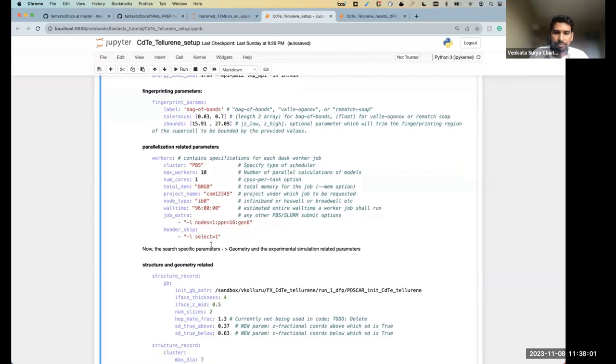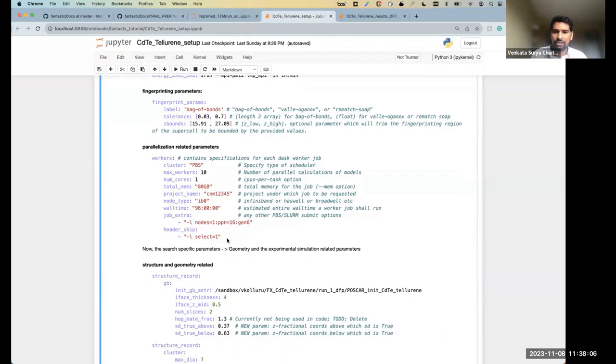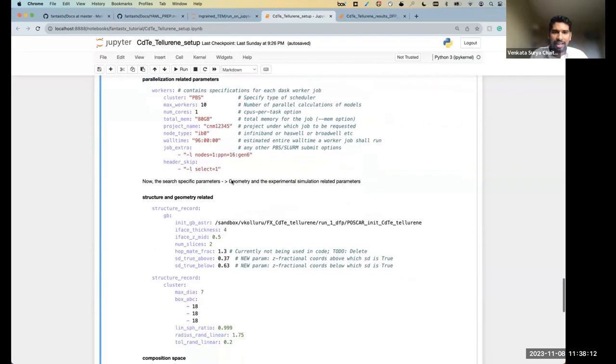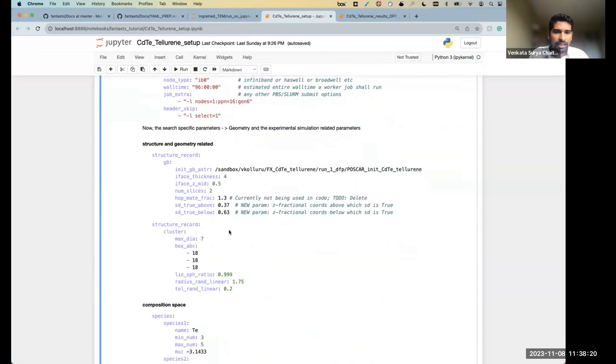So this gives a maximum efficiency of all the resources that are used within the FANTASTX framework. So with that, we enter the search-specific parameters. Here, this is called the structure record keyword, which includes information like whether it is a grain boundary search or a cluster or molecule or surface. That information is provided here, and the corresponding parameters that we use will vary depending on what geometry we specify here.